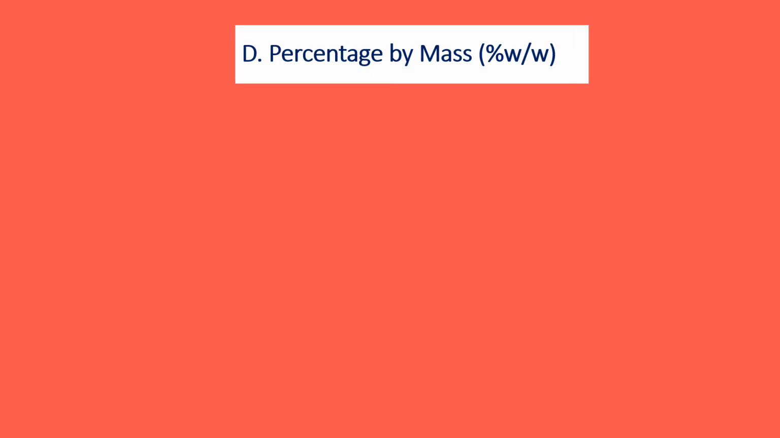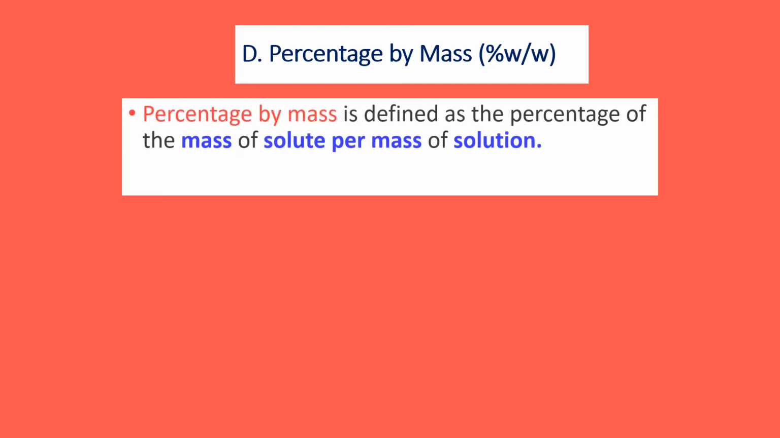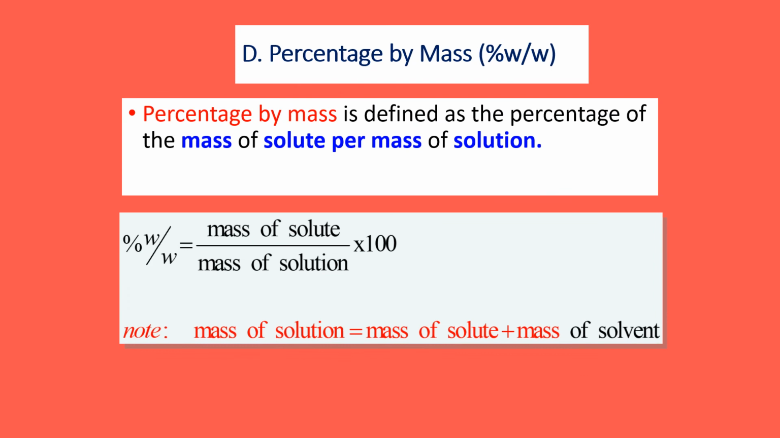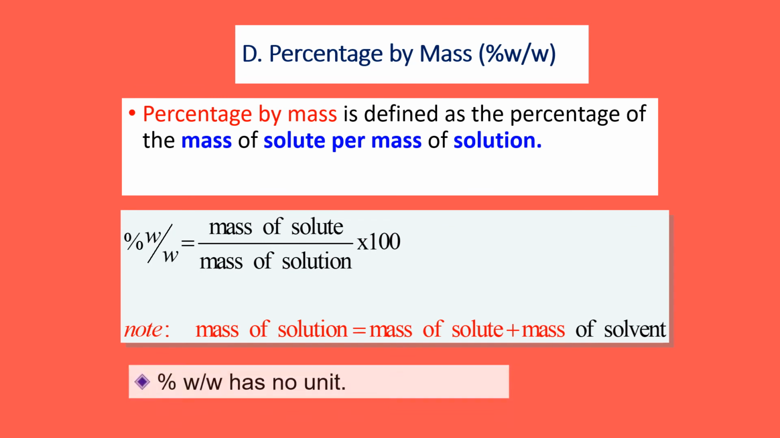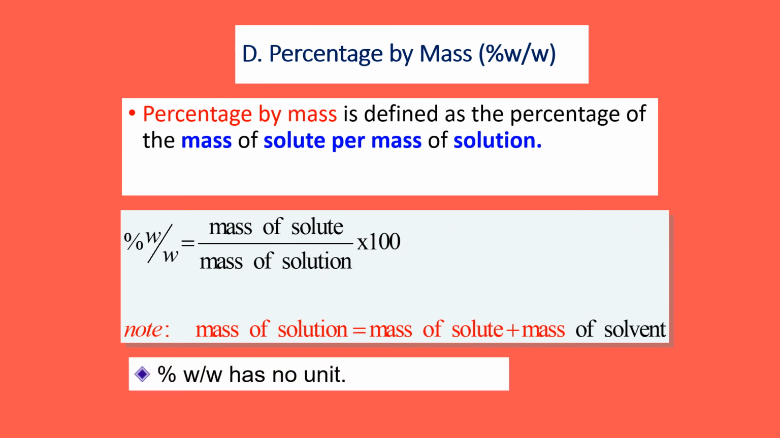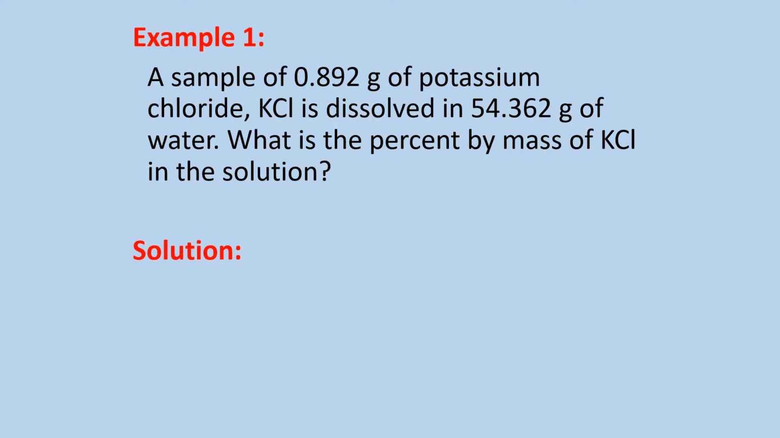Percentage by mass, or percentage weight per weight. Percentage by mass is defined as the percentage of the mass of solute per mass of solution. So the formula: percentage weight per weight is equal to mass of solute divided by mass of solution times 100%. Take note, mass of solution is the mass of solute plus the mass of solvent. And percentage weight per weight has no unit.